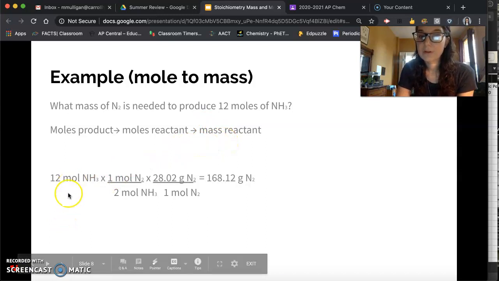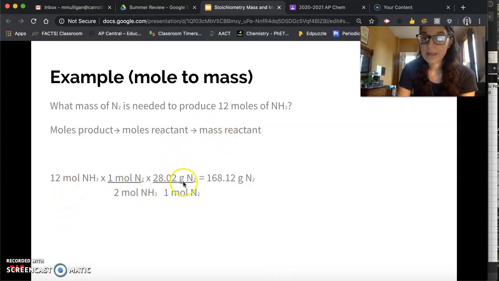So here I'm going to start with my 12 moles of NH3, go to moles of N2 by multiplying by my mole ratio, and then go to grams of N2 by multiplying by molar mass. On the periodic table, the molar mass of nitrogen, N, is 14.01. So the molar mass of N2, which is 2 nitrogens, would be 2 times 14.01, which is 28.02 grams in 1 mole. Again, my moles of NH3 cancel out. Then my moles of N2 cancel out, and I'm left with grams of N2. I would need 168.12 grams of N2 to produce 12 moles of NH3.